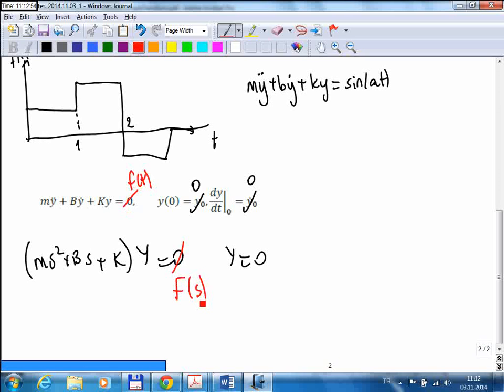So because the initial conditions are 0. Right. First, we assume that the external input was 0 and there were initial conditions only. And in the second case, we said let's assume that the initial conditions are 0, but instead we have an input to drive the system.